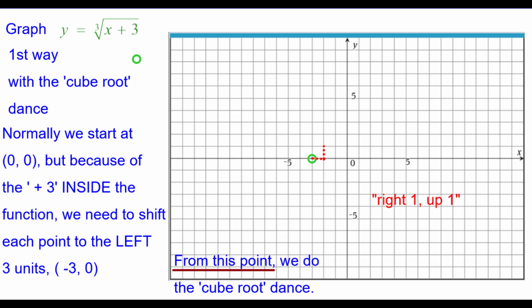And that is right 1 up 1, because the cube root of 1 is 1. Right 8 up 2, because the cube root of 8 is 2. Left 1 down 1, the cube root of -1 is -1. And left 8 down 2, the cube root of -8 is -2.